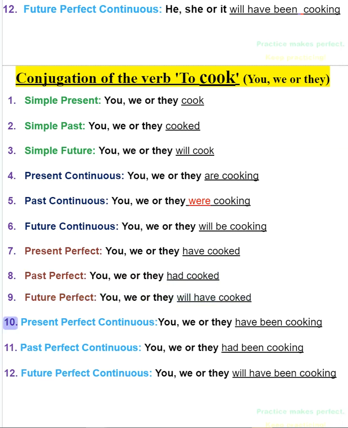10. Present perfect continuous, you, we or they have been cooking. 11. Past perfect continuous, you, we or they had been cooking. 12. Future perfect continuous, you, we or they will have been cooking.